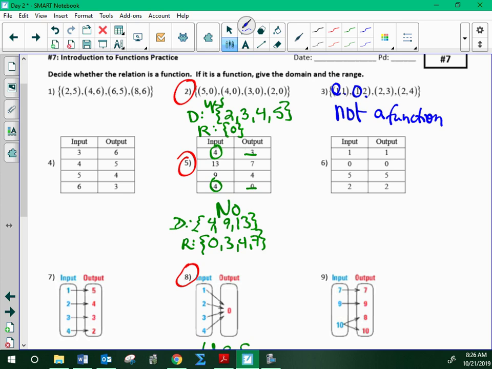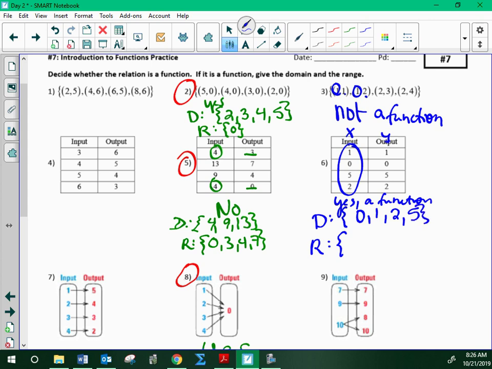All right, for number 6, my inputs are my x's. I'm looking to see if any of those repeat, and they don't. So yes, it's a function. And again, we're going to list our domain and our range. Our domain are those x values. We want to go from smallest to largest. So of my input values, the x values, which one's my smallest value? What do we start with? 0. That's 0, 1, 2, and 5.